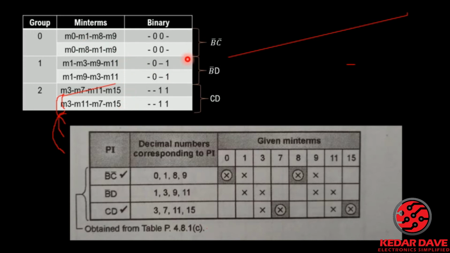Now what we need to do, after taking out these particular terms, that is B bar C bar, B bar D, sorry, BD, and CD, is that in this condition we need to repeat the procedure of grouping.